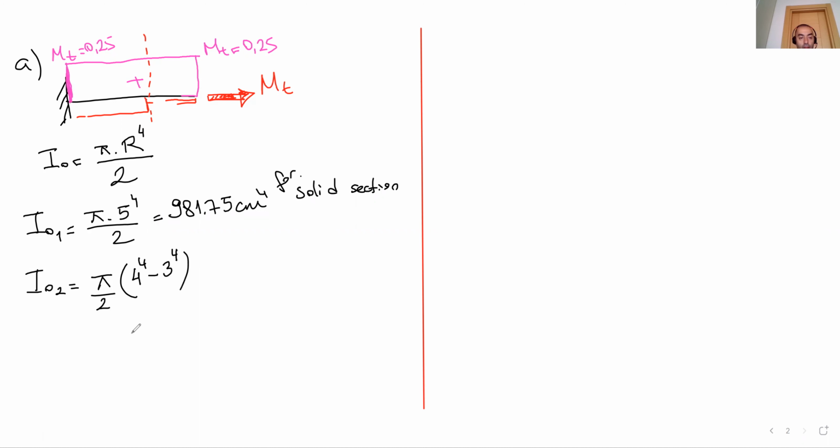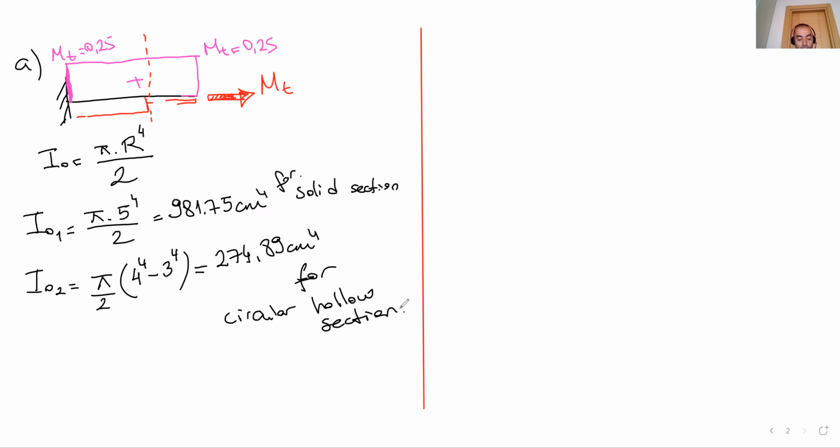Okay, so from the total solid section, we remove the gap inside the section. So the equation is this. What we are going to have, let's see, this one is I02 for a circular hollow section.